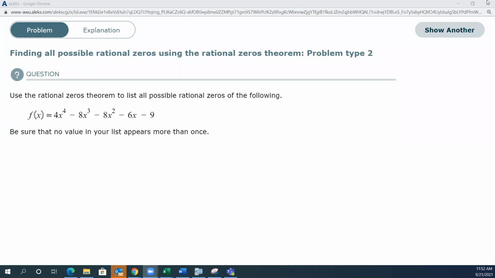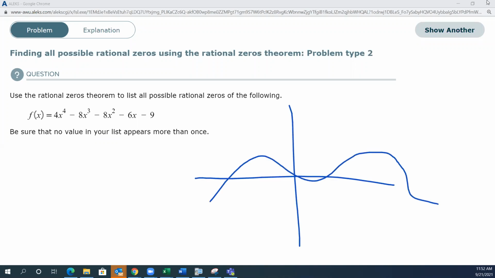Okay, so let's talk about the zeros of a function a little more. Once again, the zeros of a function are the x-intercepts. In other words, where the function has a value of 0, where y is 0.